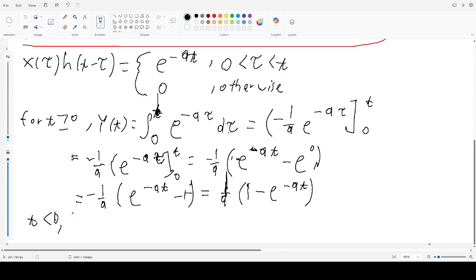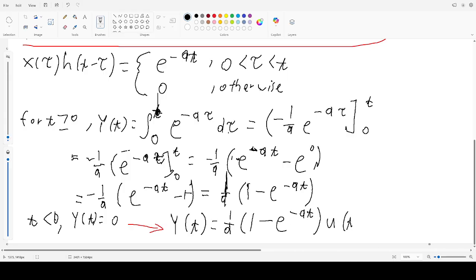less than 0, we already said earlier, y of t equals 0. Because of that, any function that exists only for t from 0 on, we can just say it's the step function times that function. So our final answer here, y of t equals 1 over a times 1 minus e to the negative a t times u of t. And that would be our final answer for that convolution.